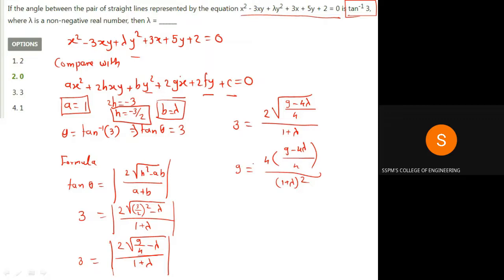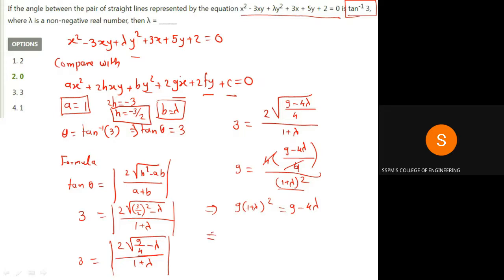Okay. 3 square is equal to 9. 2 square is equal to 4. Square of the square root is 9 minus 4 lambda divided by 4. And the square of 1 plus lambda is 1 plus lambda square. So this 4 and this 4 will get cancelled. So what remains? 9 into 1 plus lambda square is equal to 9 minus 4 lambda. Okay. You take this 1 plus lambda square on the left hand side. So what we get? 9 into 1 plus lambda square is equal to 9 minus 4 lambda.